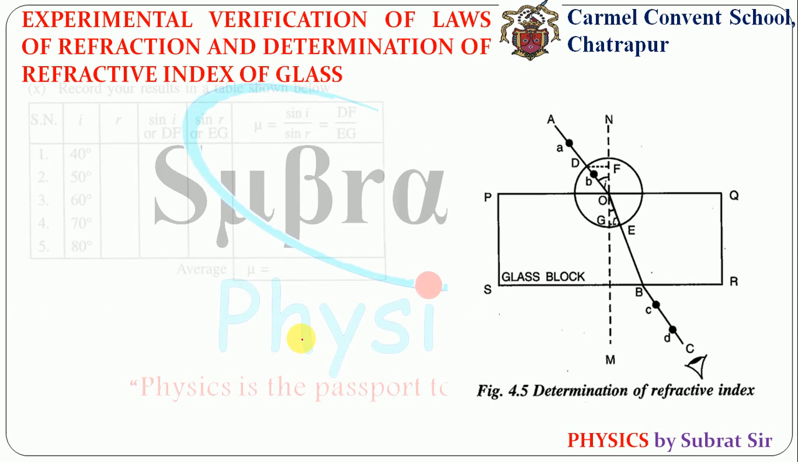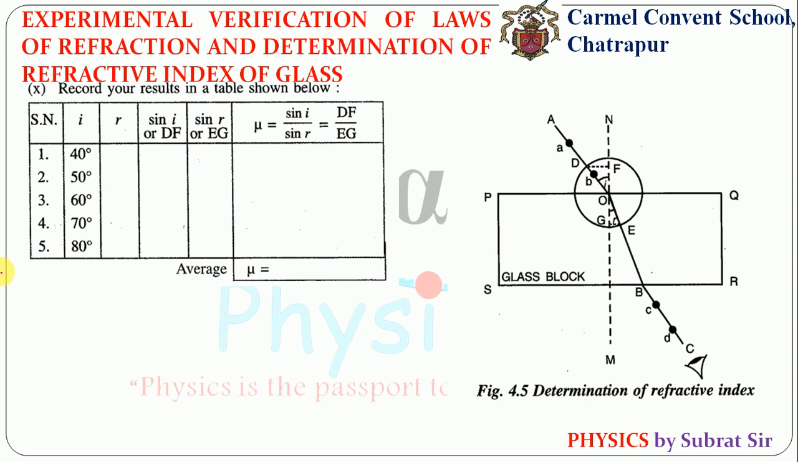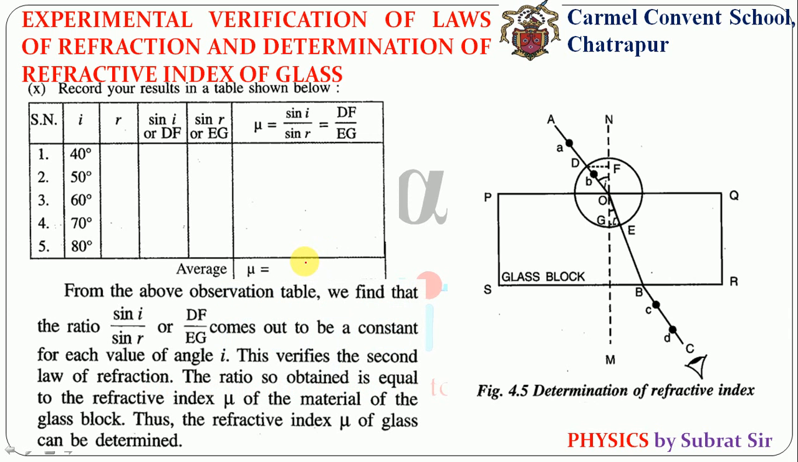Then we make a tabulation of that. For 40 degrees, what is the refraction angle, what is sin i, then sin r, then the ratio of those two. Then for 50 degrees, what is the refraction angle, what is sin i, what is sin r, and then calculate the value of mu, sin i by sin r. Then the average refractive index can be calculated from this tabulation. From this we can calculate the refractive index of the material of that glass.